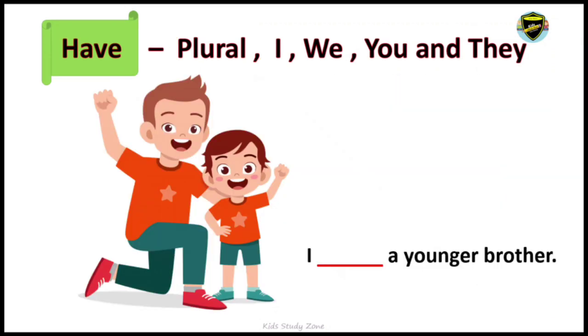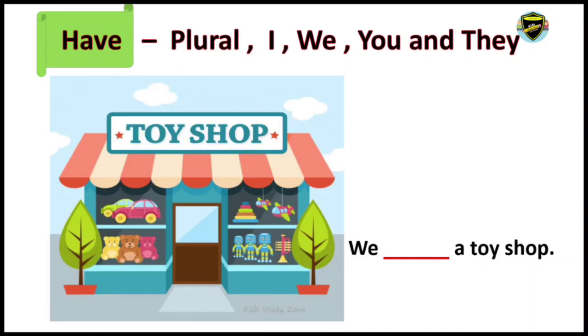I dash a younger brother. I told you with I we use have. I have a younger brother. Okay, I have written the rule on top. So you need to see the rule box and then it will be easy for you to fill the blank. We dash a toy shop. Okay, here we is coming. Let us see the rule box on top. We. With we will use have. We have a toy shop.